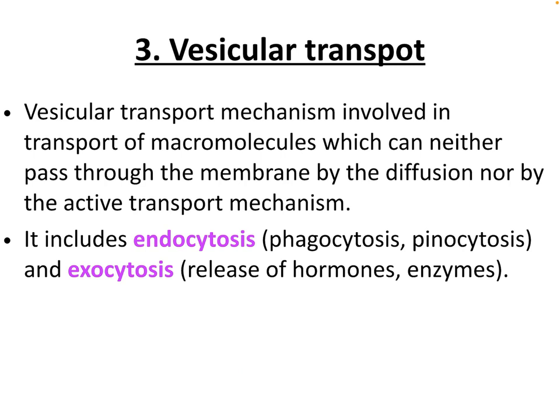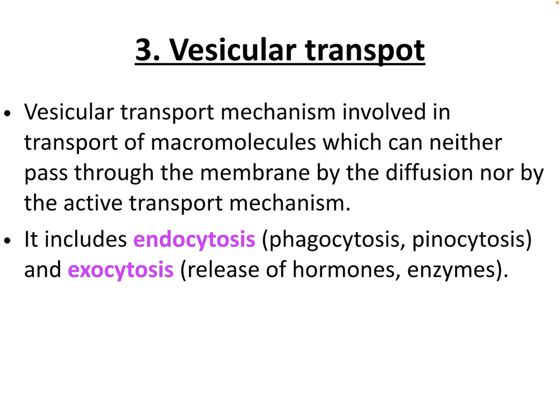And the last type of transport is vesicular transport. This mechanism is involved in the transport of macromolecules which can neither pass through the membrane by diffusion nor by active transport mechanism. It includes two types of transport, that is endocytosis and exocytosis.